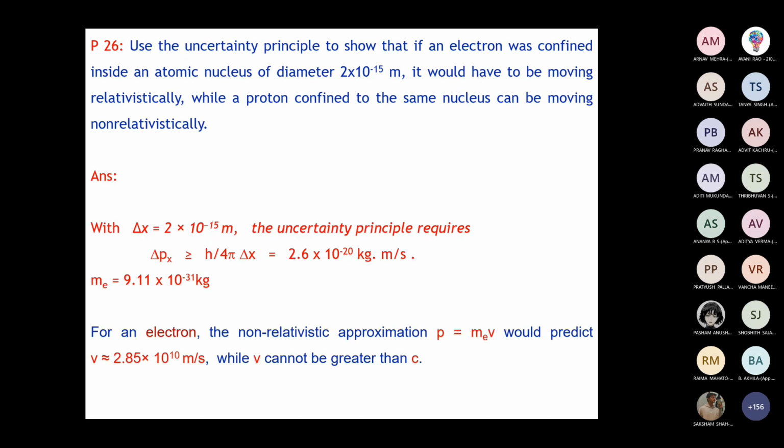Coming to the next case, you have been asked to use the uncertainty principle to show that if an electron was confined inside the atomic nucleus, whose diameter is 2 times 10 to the power of -15 meters, that is 2 Fermi, it would have been moving relativistically. When I say relativistically, it means at the speed of light, while the proton confined in the same nucleus will be moving non-relativistically, that is very much less than the speed of light. So you need to show this.